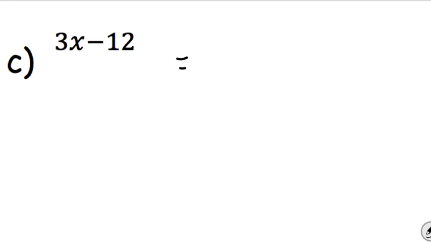On the numerator, what can I take out? Well, they are both divisible by 3. I can't take a variable out because 12 does not have a variable. So what am I left with? If I started with 3x, I took the 3 out. I'm left with x minus 12 divided by 3 is 4.